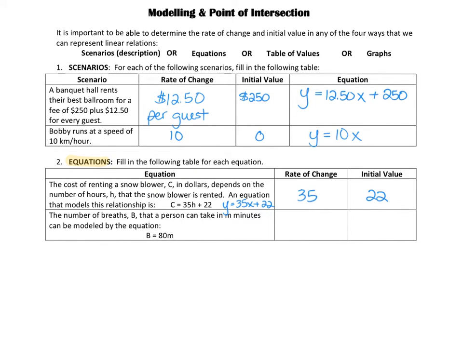Okay, one more. The number of breaths that a person can take in minutes can be modeled by this equation, B equals 80m. Again, in the form y equals mx, it would be y equals 80x. Hopefully you can see it's a direct variation. The rate of change is 80 breaths per minute, and the initial value, it's a direct variation, is 0. Okay, so you're just going to practice a couple of those and make sure you got that idea.